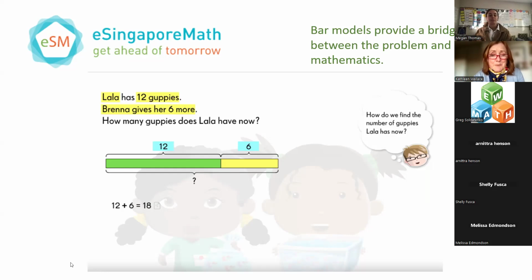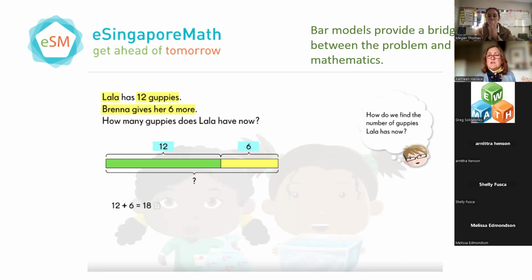And here is an example. This comes from our eSingapore Math program. This is an early third grade problem where we're working with children to get them to understand how to do this. And as you can see, Layla has 12 guppies. Brenna gives her 6 more. How many does she have?